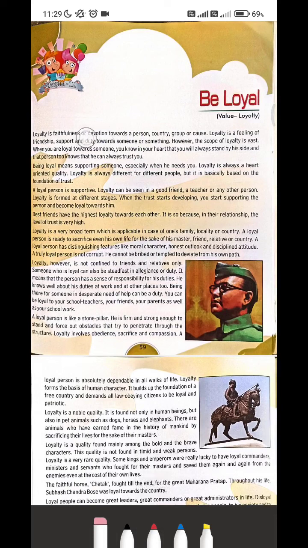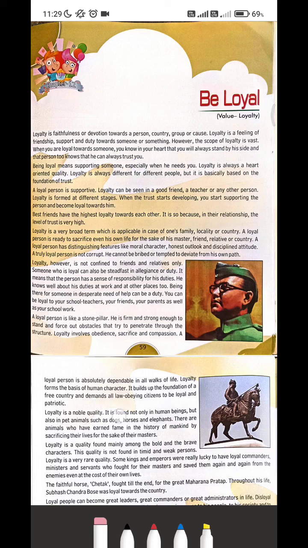Loyalty is faithfulness or devotion towards a person, country, group, or cause. Loyalty is a feeling of friendship, support, and duty towards someone or something. However, the scope of loyalty is vast. When you are loyal towards someone, you know in your heart that you will always stand by his side, and that person too knows that he can always trust you. Being loyal means supporting someone, especially when he needs you.